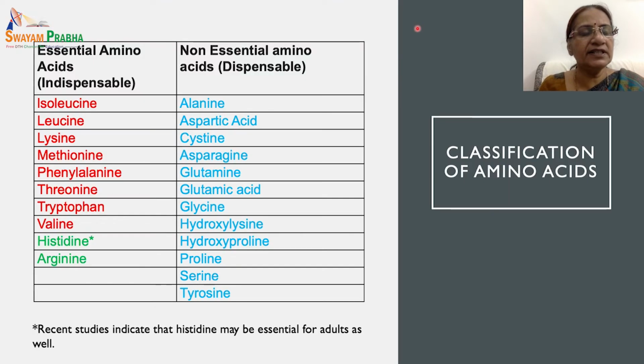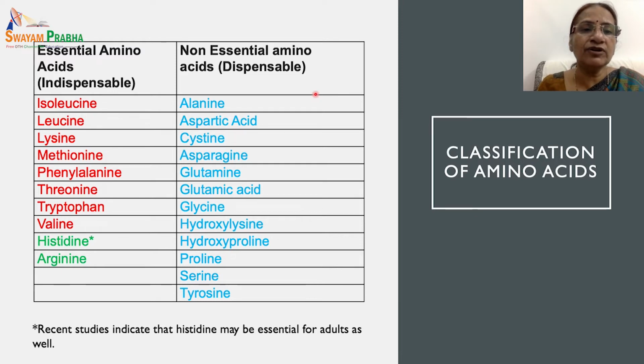Now let us study the names of these essential amino acids and non-essential amino acids. Essential amino acids or indispensable amino acids are isoleucine, leucine, lysine, methionine, phenylalanine, threonine, tryptophan and valine. These 8 are essential for adults. In addition to these 8 essential amino acids, histidine and arginine are required by children.